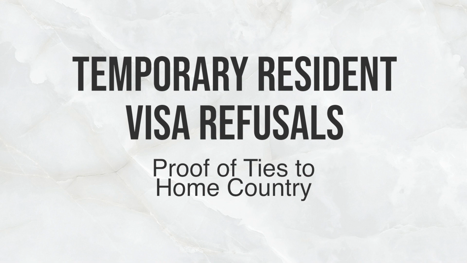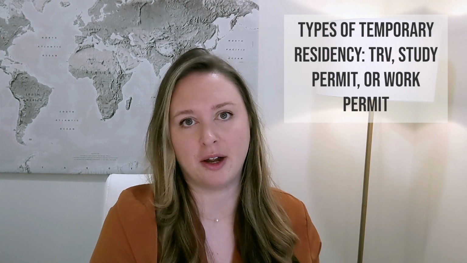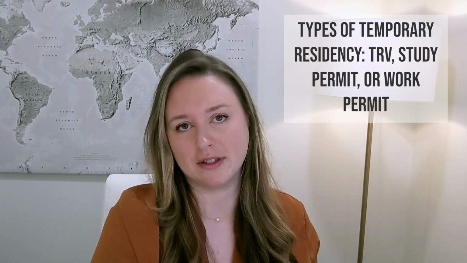Today I'll be starting my three-part series concerning temporary resident visas and addressing common reasons for refusals and how to strengthen those applications to avoid those refusals. Today I'll be covering proof of ties to your home country and how you can show those in your application for temporary residency in Canada, be that a TRV, a study permit, or a work permit, and why those things are important, and what kind of evidence you can show to prove that you do have ties to your home country.